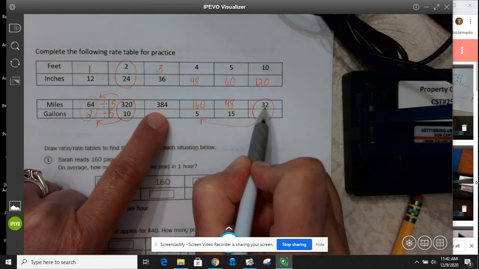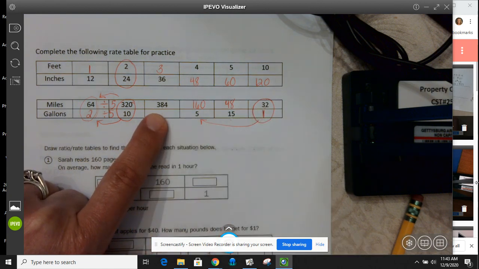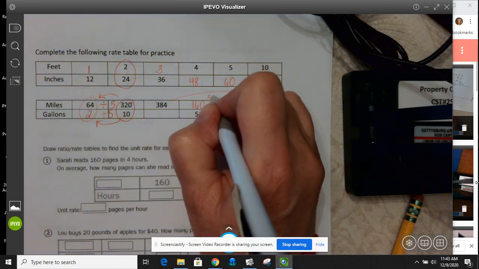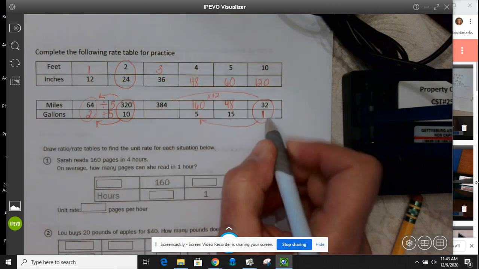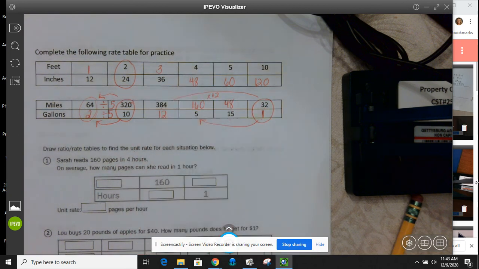384. What do I do with 32 to get 384? I'm going to have to divide. 384 divided by 32 gives me 12. So I know that 32 times 12 gives me 384. So therefore 1 times 12, this would be 12 here. Then let's go to the next problem.